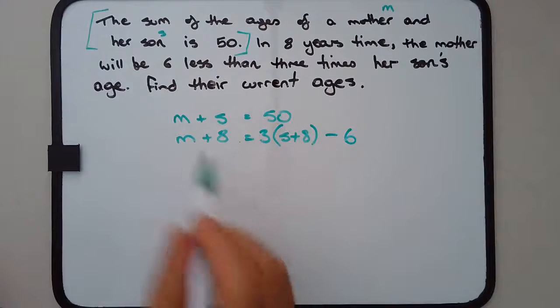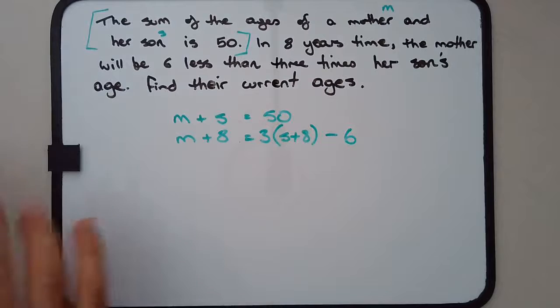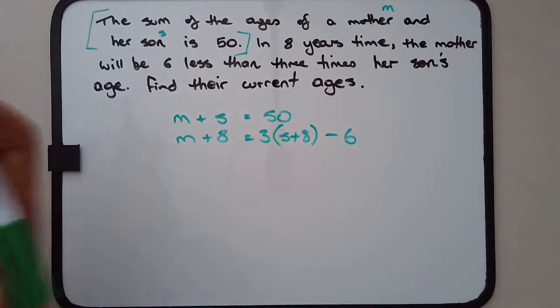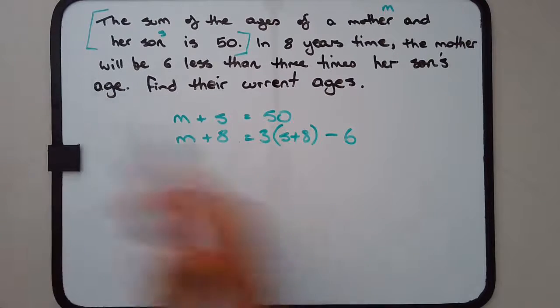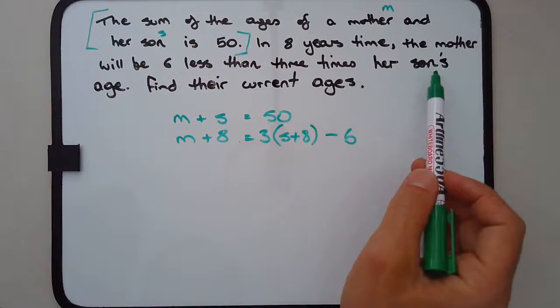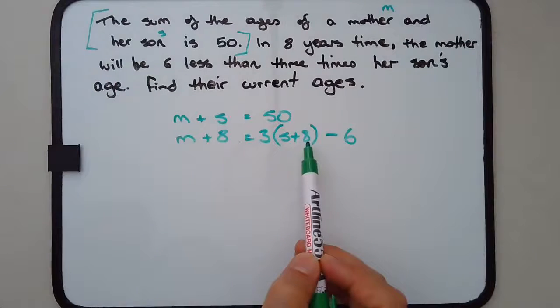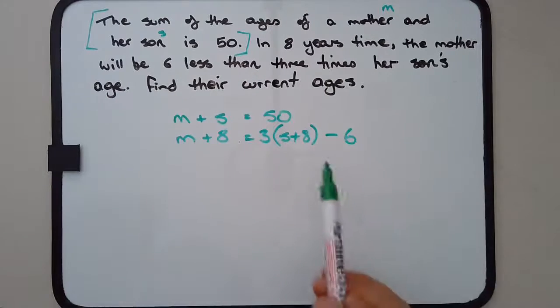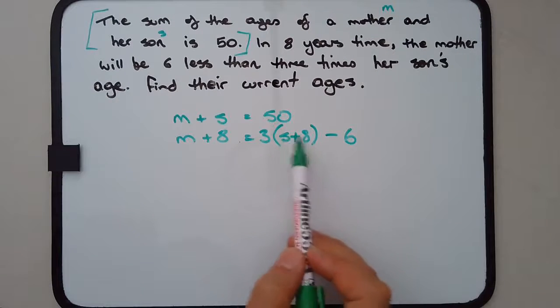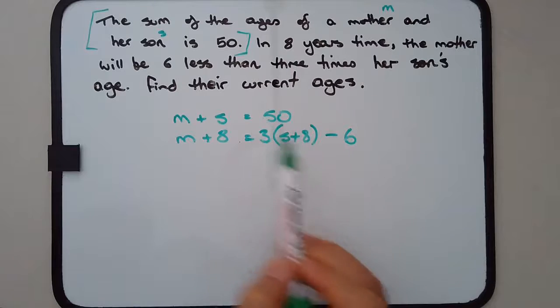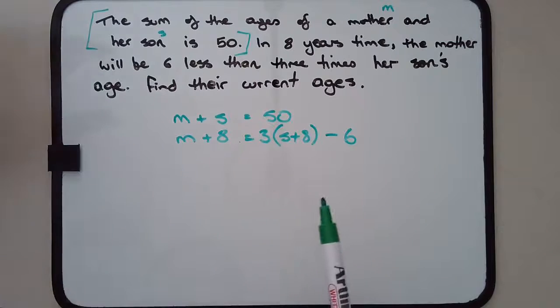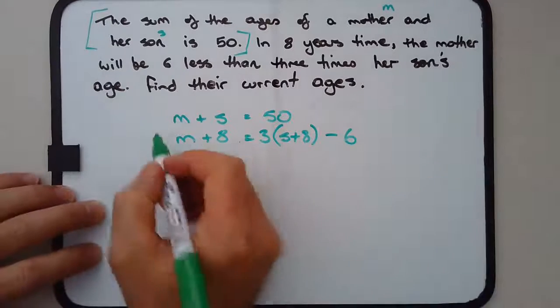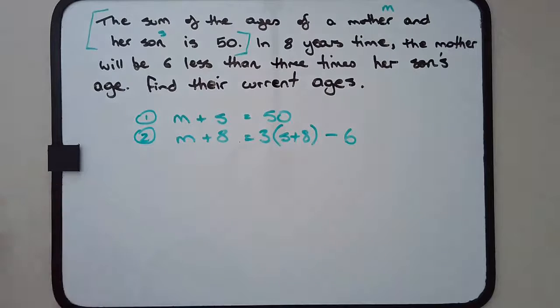So can you see the order and the sequence in which I'm building the algebra? The algebra is like Lego. It's a building block. The first thing I think of is, well, in 8 years' time, the son is going to be S plus 8 years old. The mother will be, in that time, 3 times her son's age. So whatever S plus 8 is, we're going to triple that, 3 times, and then subtract 6 from that. So this is where most of the work is in this question. Once you get to these two equations, equation 1 and equation 2, the rest of it's fairly plain sailing.